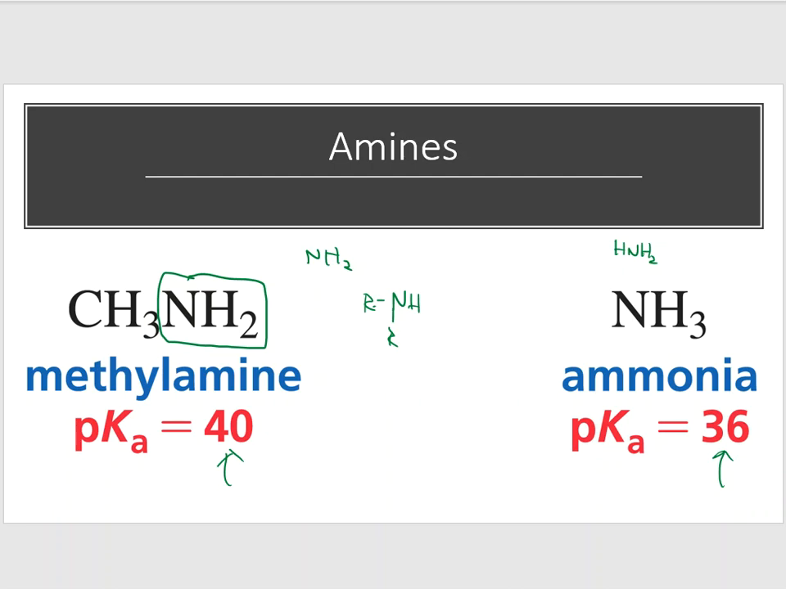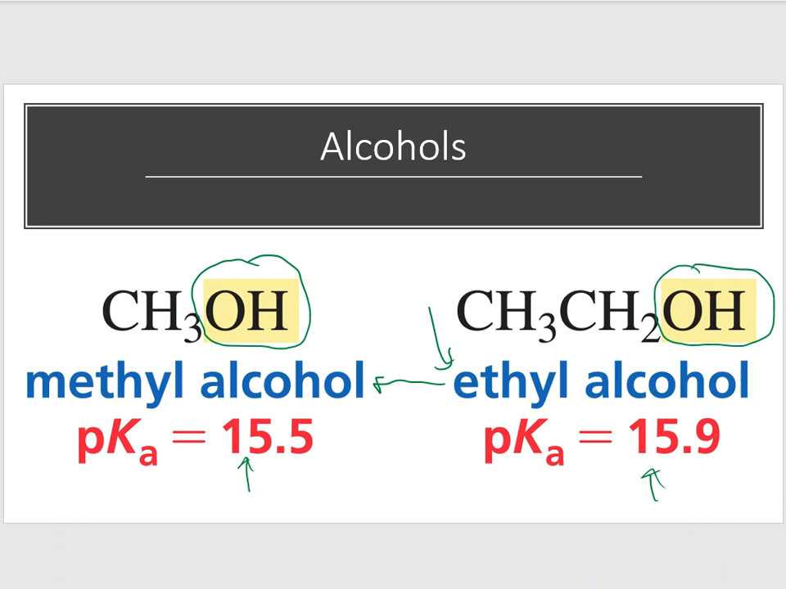So these are acidic, but by no means are they acting as acids, if that makes any sense at all. They can become acids, but you have to really jack up the pH of the solution they are in. So this is a problem. pKa's in the 40s are very, very weak, and they do not have any strength as far as acids go. Alcohols are a little bit stronger.